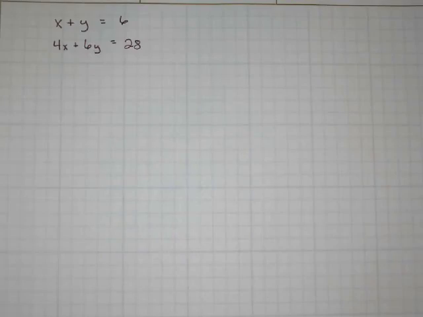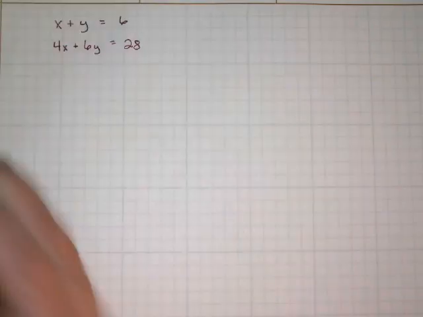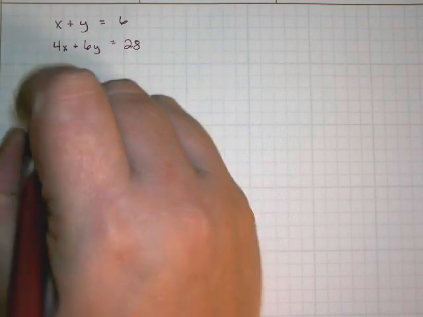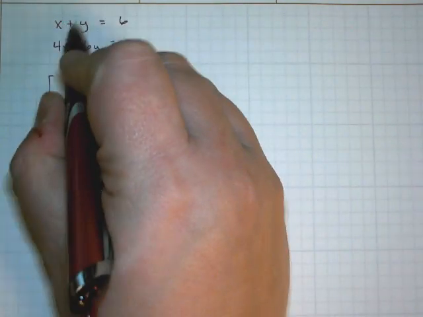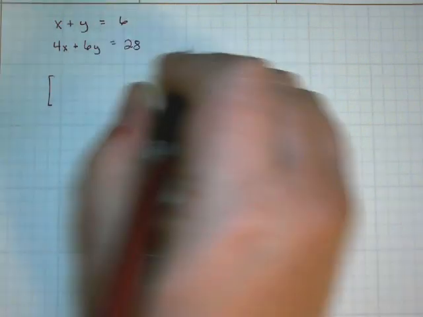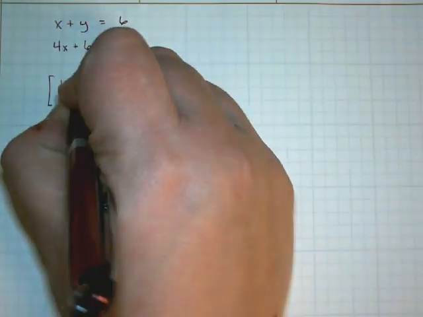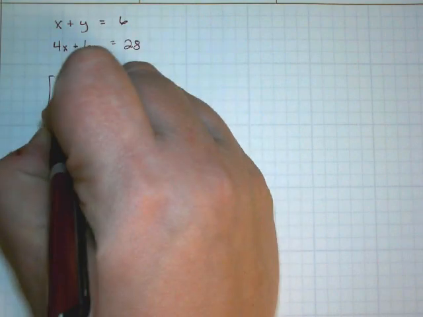Okay, this is the slideshow example for solving a system of equations using matrices. First thing I'm going to do is set up my three different matrices. The first one's going to be a 2 by 2, and it's going to hold all of the coefficients on the left side of this equal sign. My coefficients are 1 and 1, and then 4 and 6.